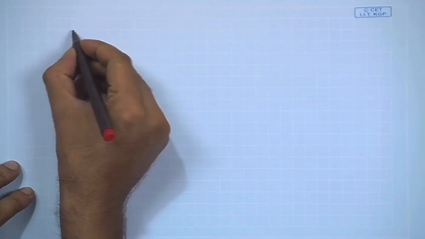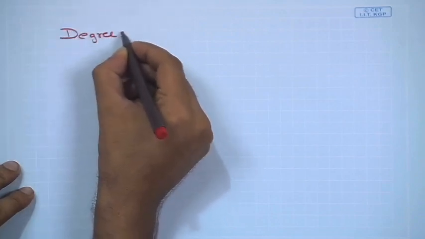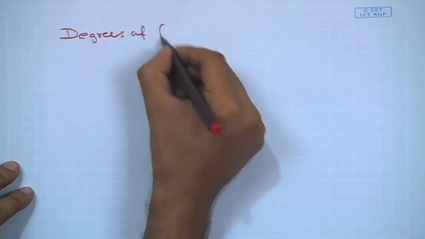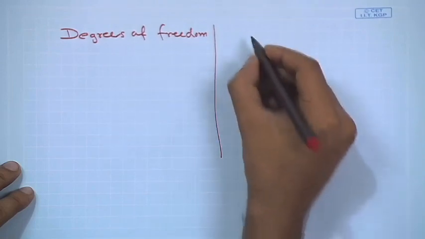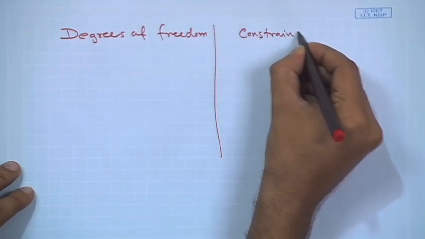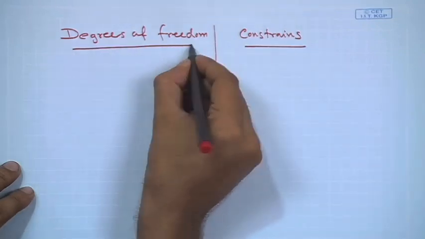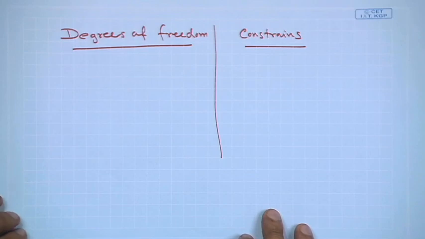One is degrees of freedom, and the second one is constraints, right. Now, what is degrees of freedom?